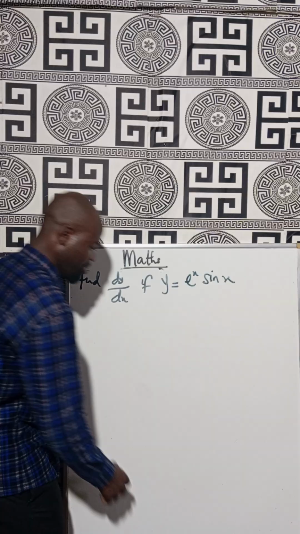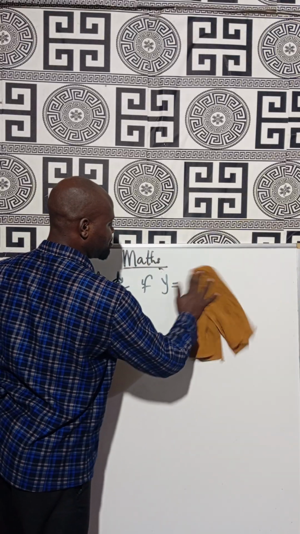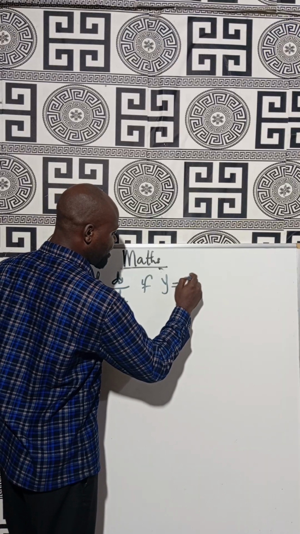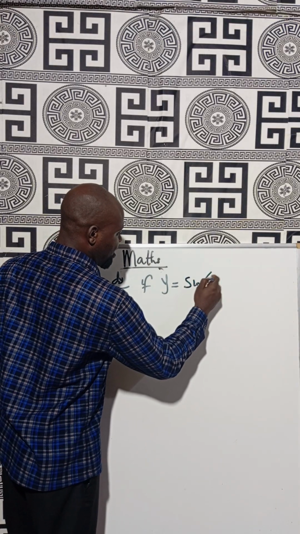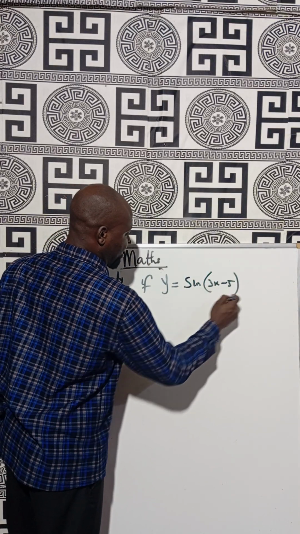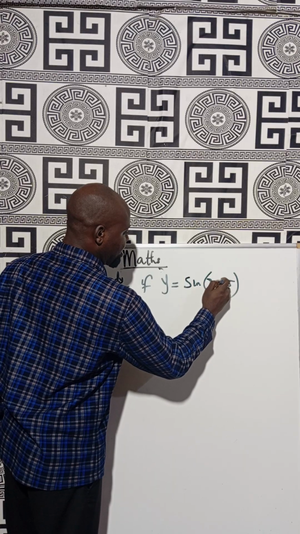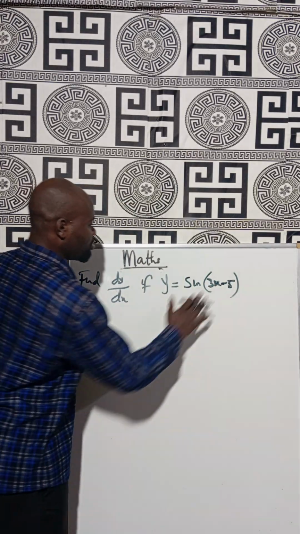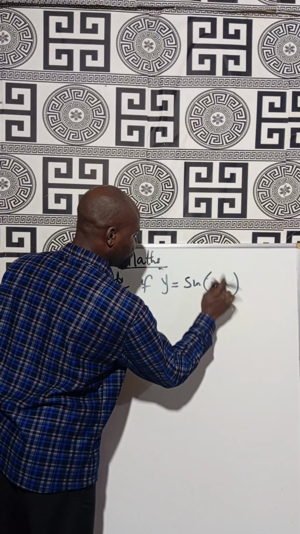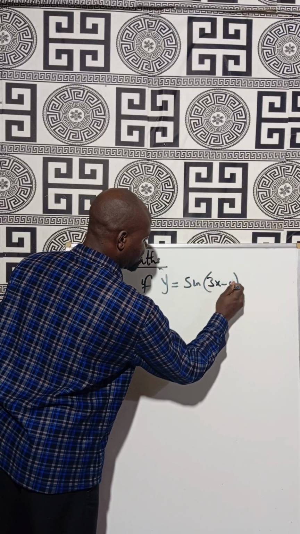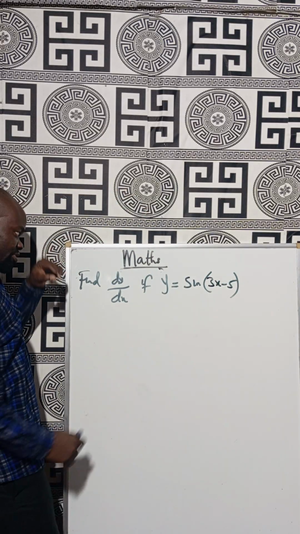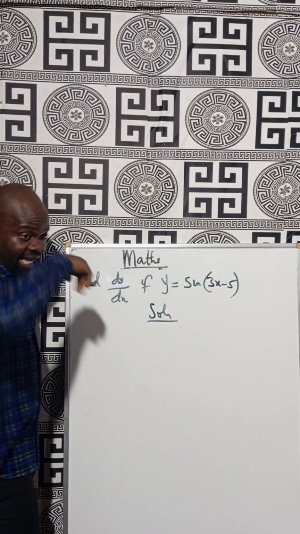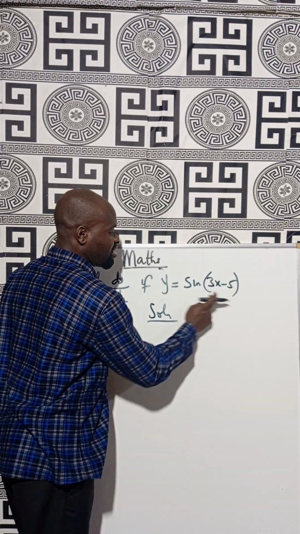Find, let me, this is not the chain rule. Let me do something like this. Let's look at sine 3x minus 5. Yes, so let's look at this one. So sine 3x minus 5. So let's say 3x minus 5. Now let's see what we're going to do in the solution. Obviously, we are going to apply the chain rule. Why? Because we have this long expression.